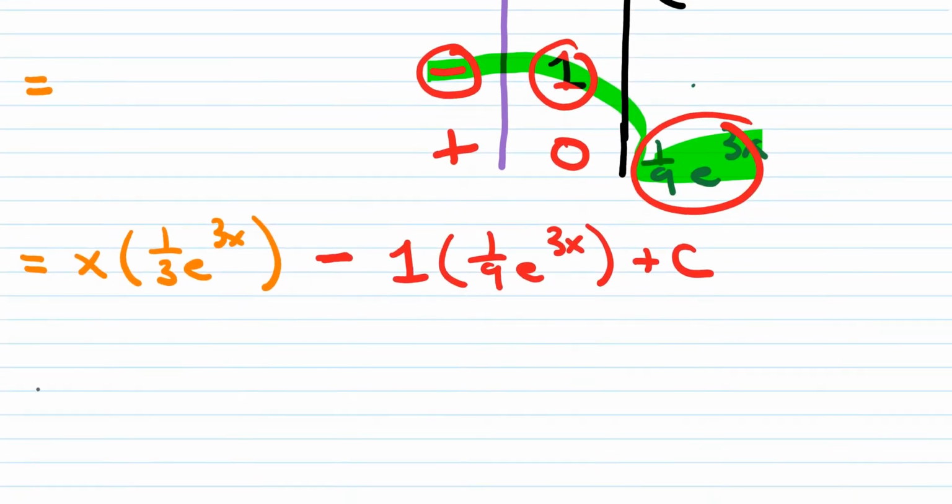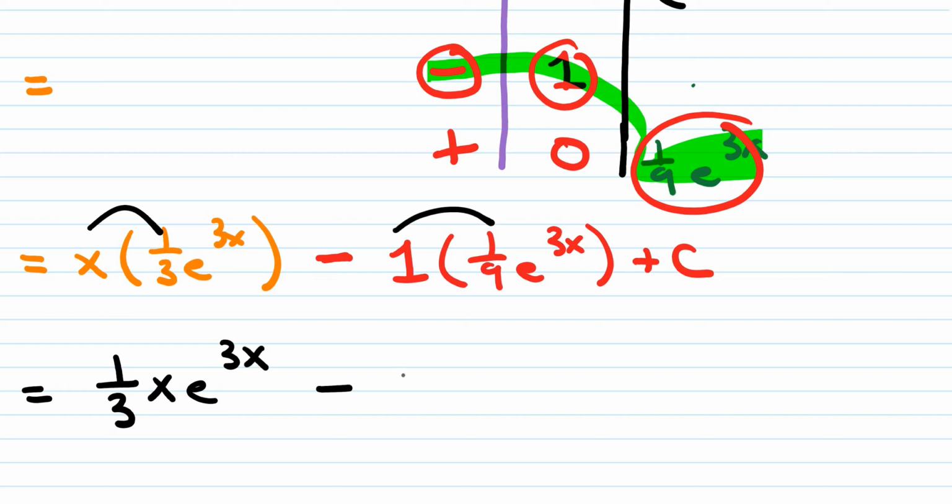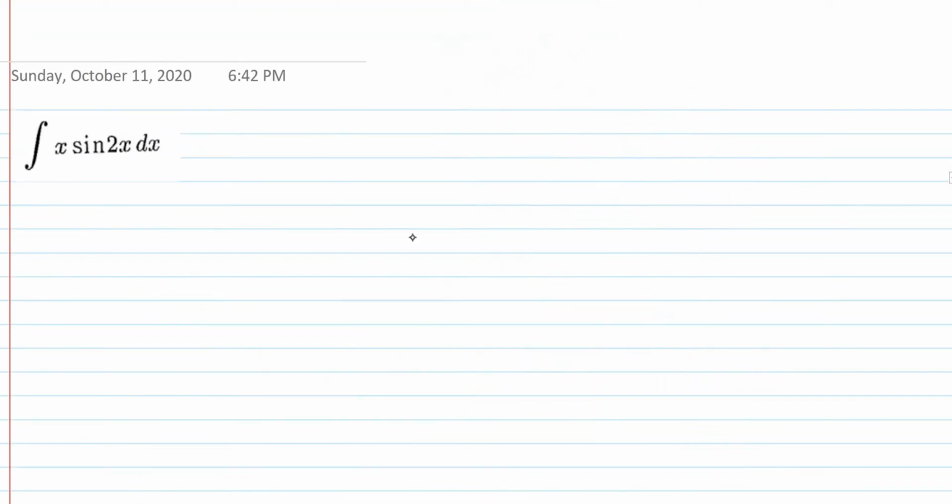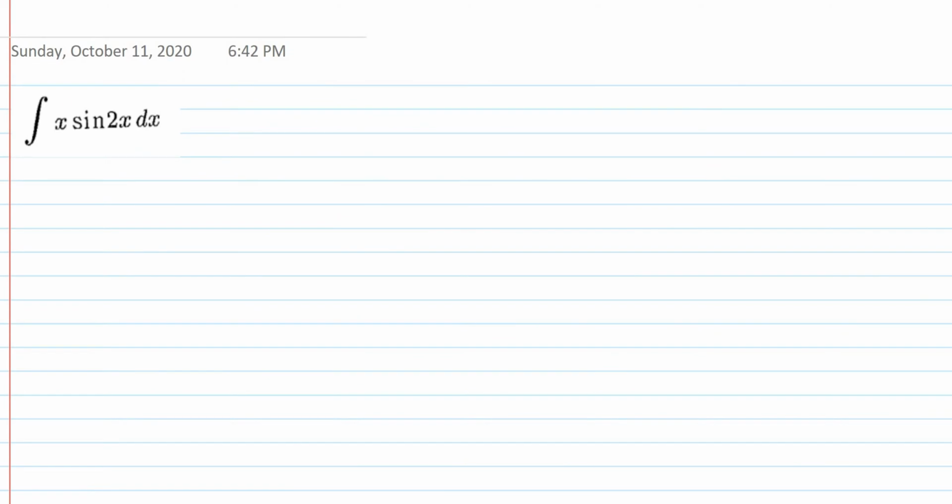And if I want to clean this up with one extra step, this would be 1/3 x e to the 3x, and then minus 1/9, so 1/9 e to the 3x plus c. So there's your final answer for that particular problem. Okay, let's move on to the next one. This is another one that shouldn't take too much time.